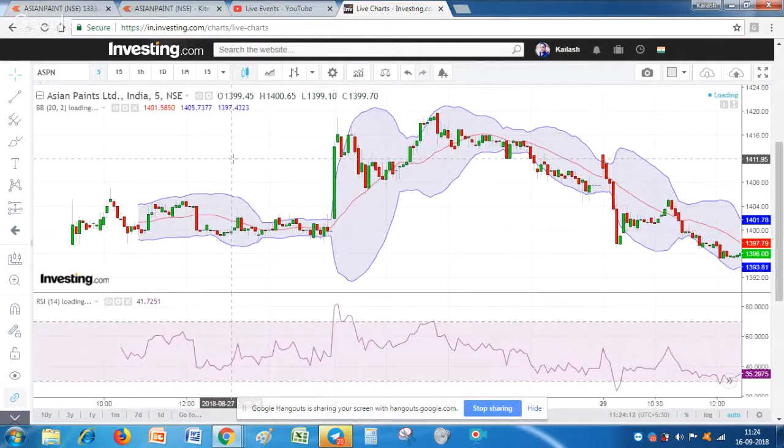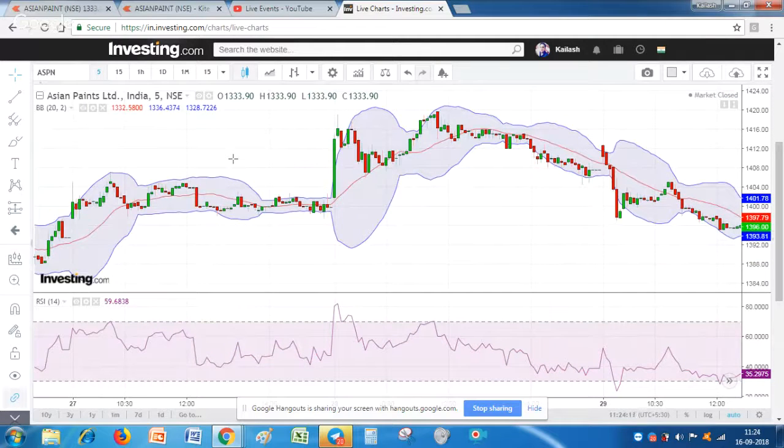So friends, this indicator is actually used to find the support and resistance of any chart, just like I have opened Asian Paints in the 5 minutes time frame. For the 5 minutes time frame, whatever support and resistance exists would be reflected by its lower and upper bands. The lower band shows support levels and the upper band shows resistance levels. This central red line is the median line, which is a 20 period simple moving average.